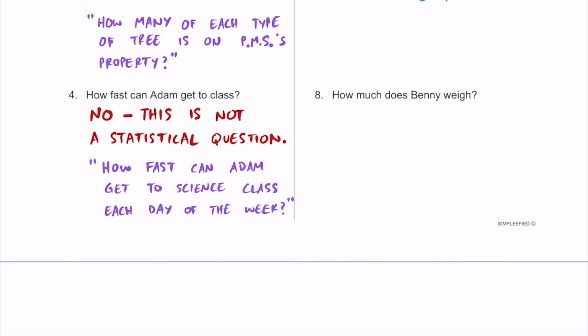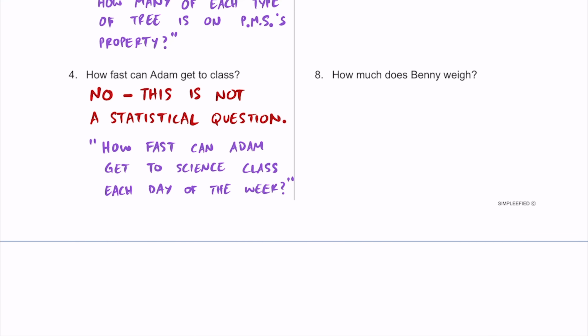Finally, for number eight, the question is how much does Benny the dog weigh? Because this question does not allow for a variation of data collection, we're going to go ahead and say no, this is not a statistical question.